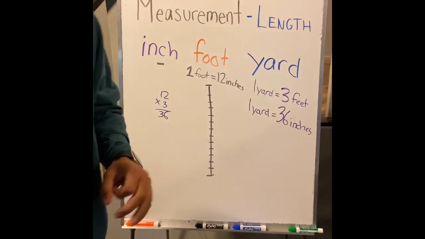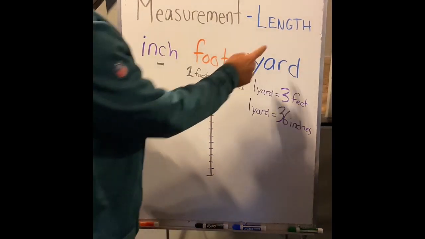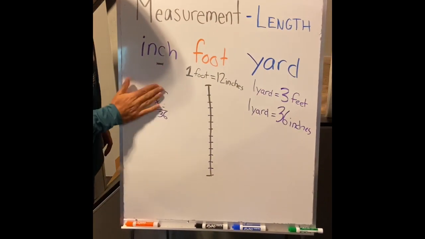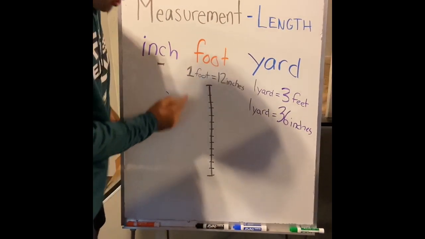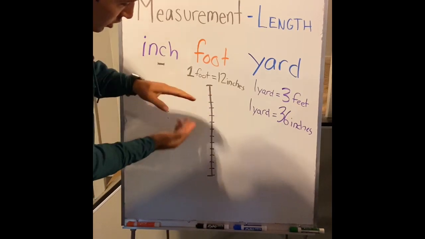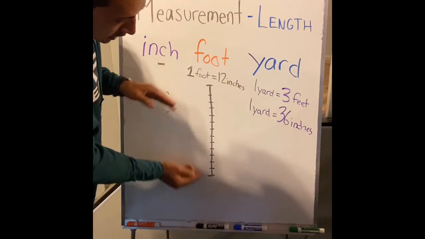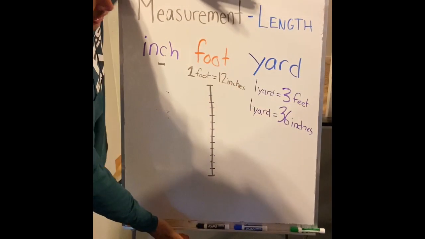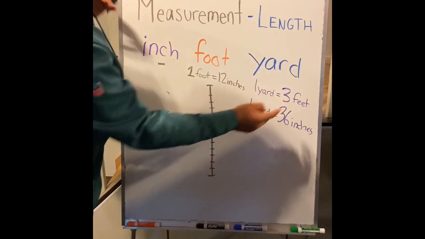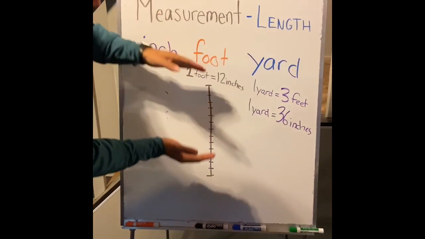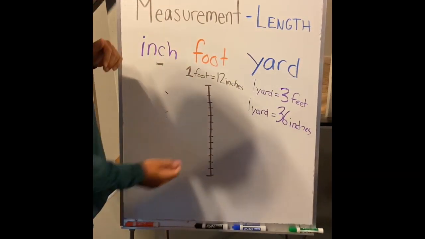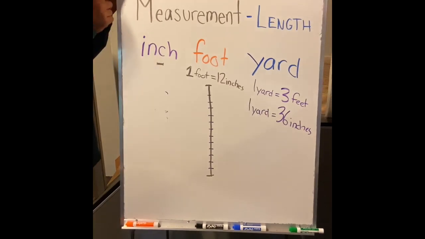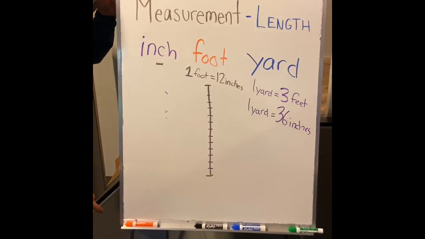So let's go over our 3 terms today for our length. We have an inch, which is just about this big. We have a foot, which is 12 inches. So if we add up 12 inches, it gives us 1 foot. And then we have a yard. Remember, a yard is the length of this board, and that is 3 feet. So we have 1 foot, 2 feet, 3 feet. Or 1 yard is 36 inches. So 36 of these equals a yard.